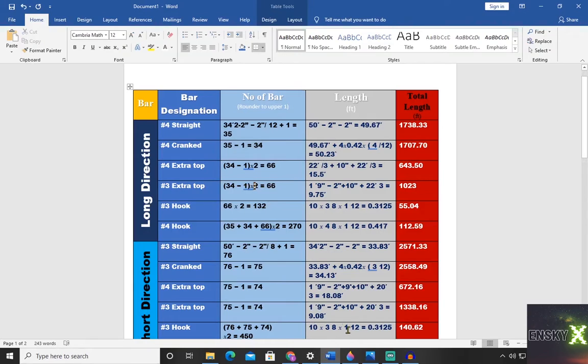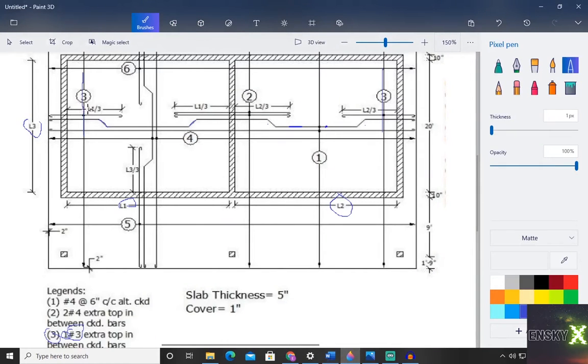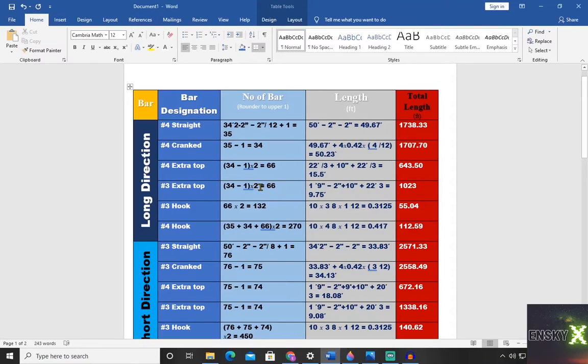Now why are we actually putting 2 here? Because in the design we have this 2 extra top on both of these sides. You can see, if there is just 1, then we are not going to put the 2 in there. But because there are 2 sides in there, we have to put 2 in there. So now we are getting 66, and now the length.